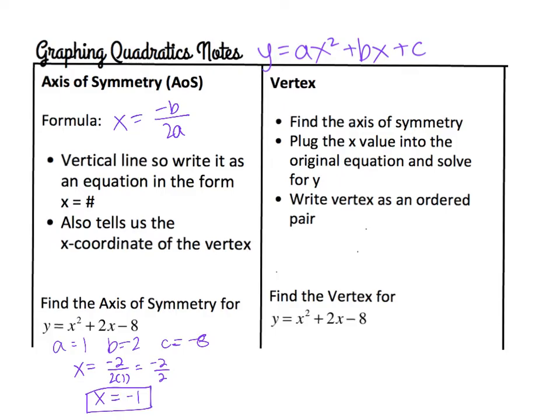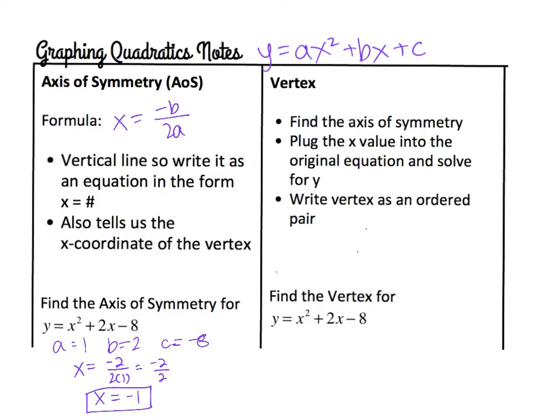Now that we know the axis of symmetry, that can help us find our vertex. So the steps for finding the vertex: first we find the axis of symmetry. We plug that x value into the original equation and solve for y, and then we write the vertex as an ordered pair. Just as a reminder, you should be copying these notes onto your note page.